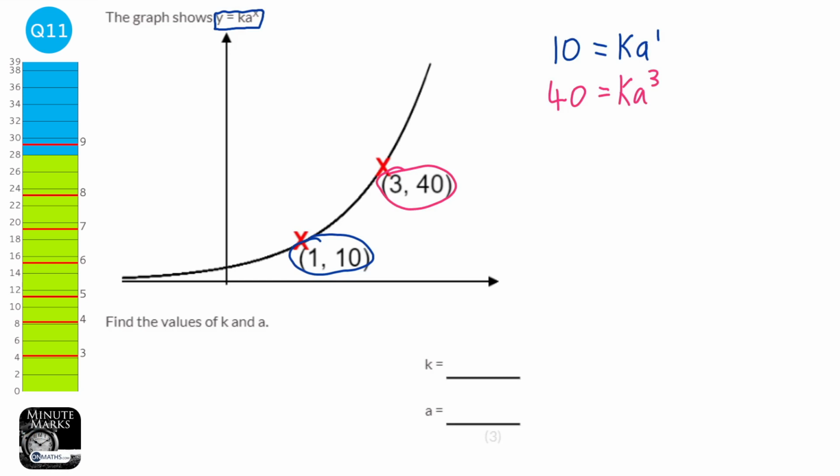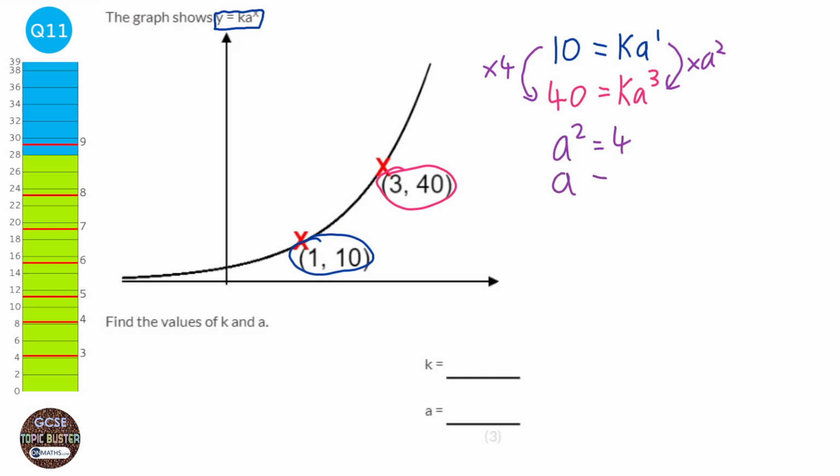Now look at what's happening to both sides. Here we're multiplying by a squared. So a to the power of 1 times a squared is a to the power of 3. And on this side we're multiplying by 4. So we have to be able to conclude that a squared equals 4. And if we square root both sides there, a must equal 2.